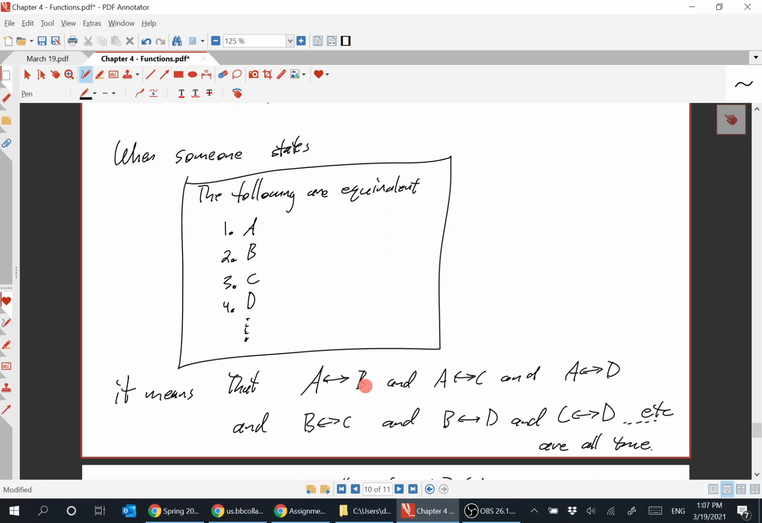And that means A if and only if B is true, A if and only if C is true, A if and only if D is true, B if and only if C, B if and only if D, C if and only if D, and so on. And each one of those is two implication statements. So like here, if there's only 4 things, that means you'd have to prove 8 implication statements. I mean, that's a lot. But you don't actually have to prove all 8.